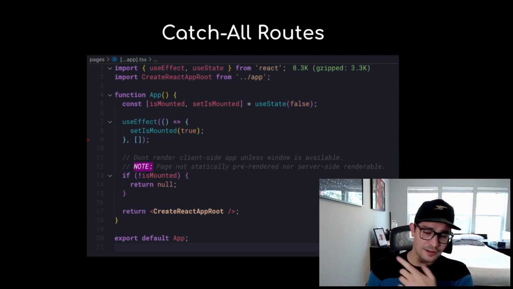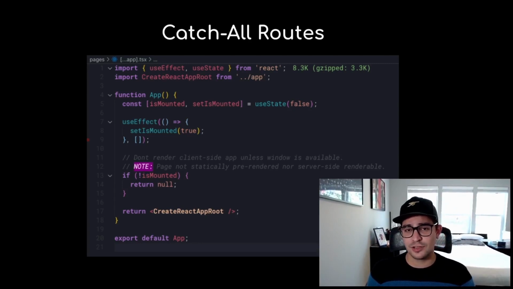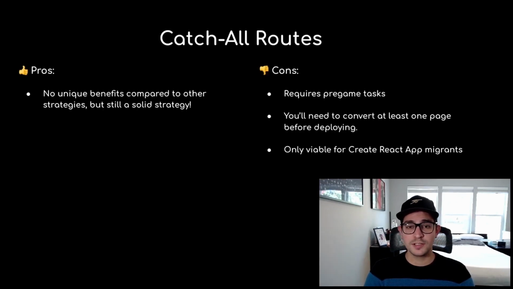Looking at this code here, you can see that all we do is make sure that the component is mounted. Essentially, we're just waiting for the window to be available so that we don't server render or statically pre-render these routes. If you're unsure of what catch-all routes are or are unfamiliar with dynamic routing in Next.js, be sure to check out the documentation.